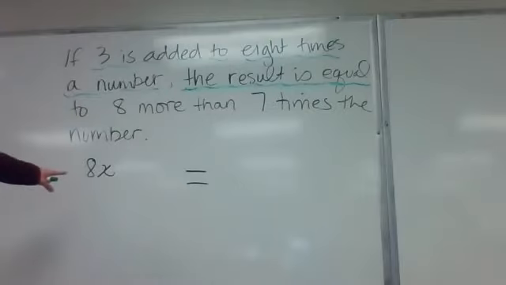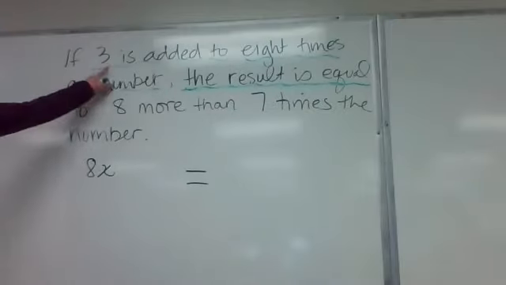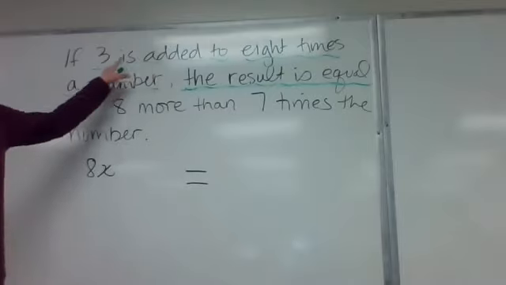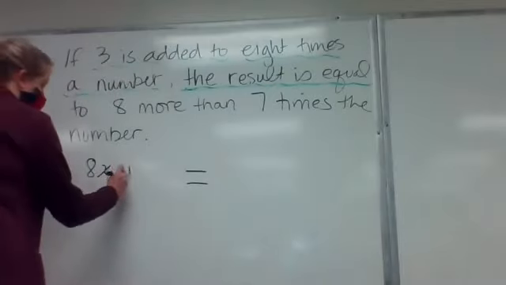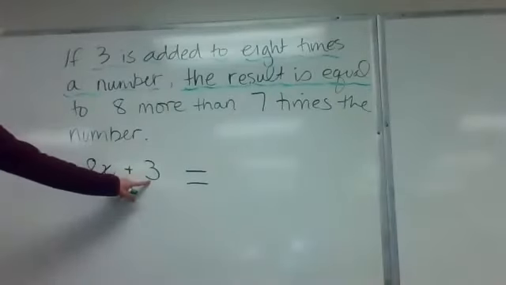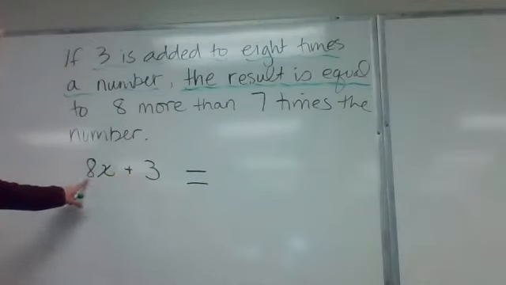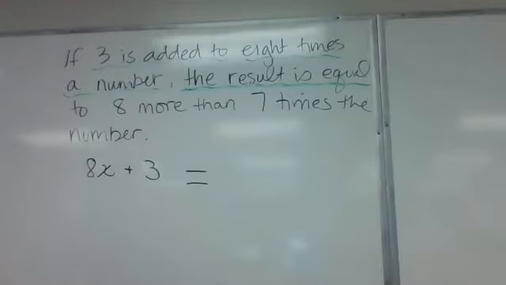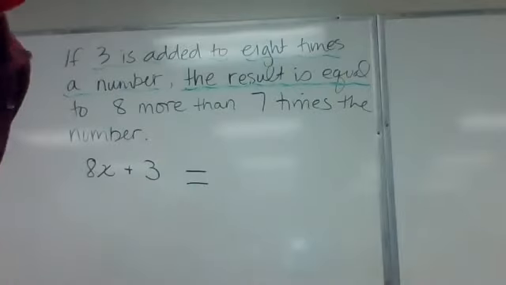What are you going to do to the 8 times a number? You're going to add 3 to it. So add 3 to it. 3 added to 8 times a number. So you're done with the front side. Now we're going to build up the back side.